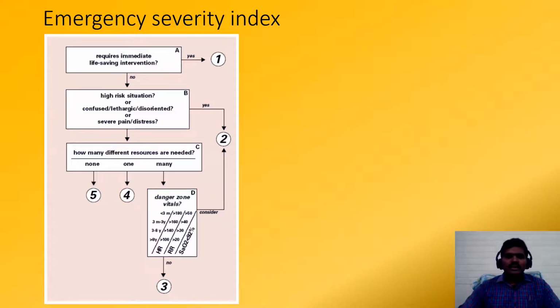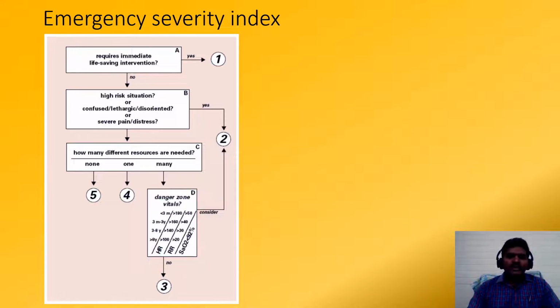Then, as I told, for non-trauma adult patients, the Emergency Severity Index is used. This is a little complicated process, but once you get used to it, you can use the Emergency Severity Index very easily. Look whether the patient requires any immediate life-saving measures, whether there is a problem with ABC: airway, breathing, or circulation. If the answer to this question is yes, the patient will go into triage 1. He doesn't require any immediate life-saving measures. Is the situation a high-risk situation? Confused, lethargic, or disoriented? Is severe pain or distress there? Patient will go into category 2.